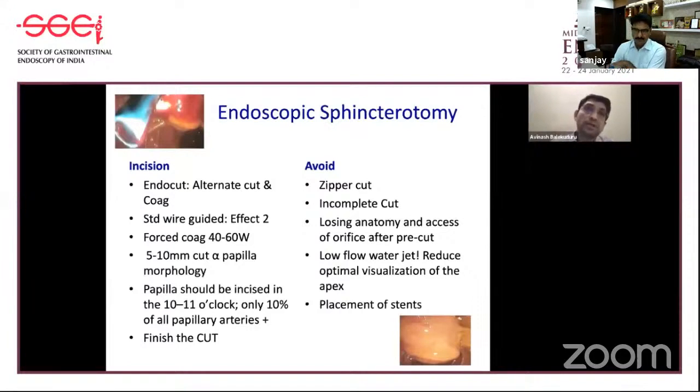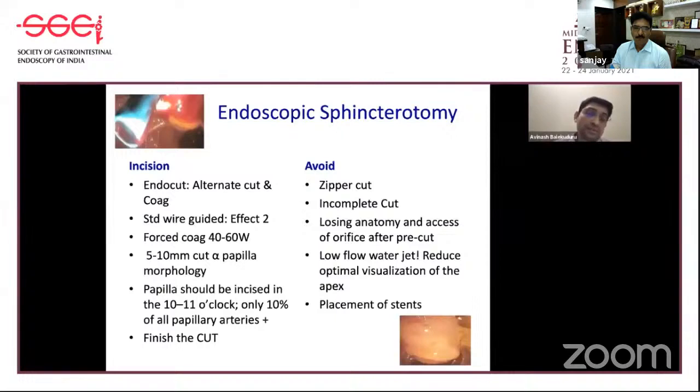Generally, we tend to cut up to 5 millimeters to 1 centimeter, depending upon the papillary morphology as well as the bile duct diameter distally and the stone diameter. So three things: what is happening at the papilla, what is happening proximal to that in the distal bile duct, and what is the endotherapy that we are trying to do. So the papilla should always be incised at the 10 or 11 o'clock position.